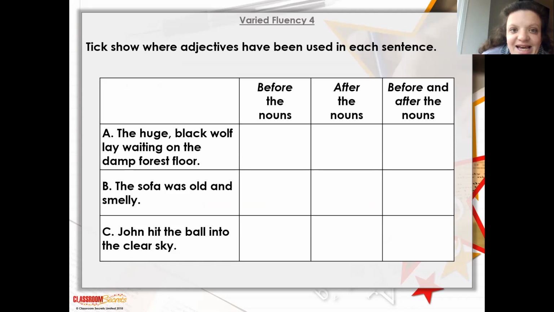So tick to show whether the adjectives have been used in this sentence. To start with, give me the answer there.